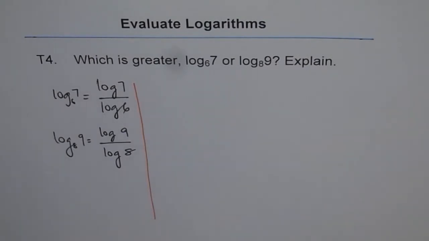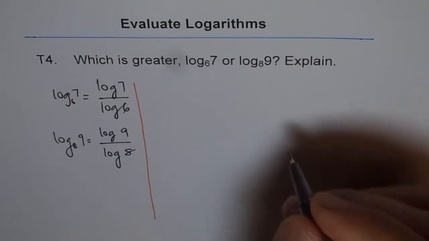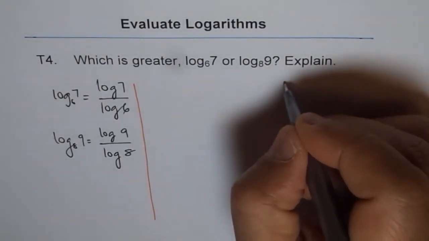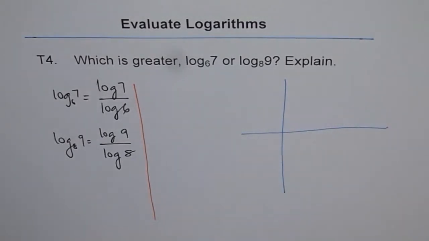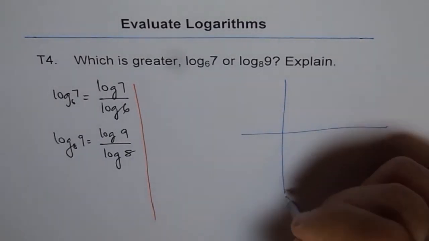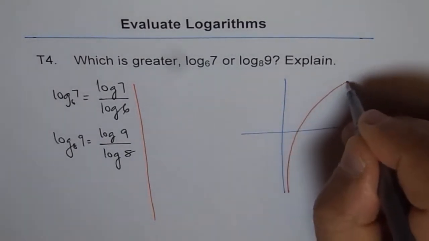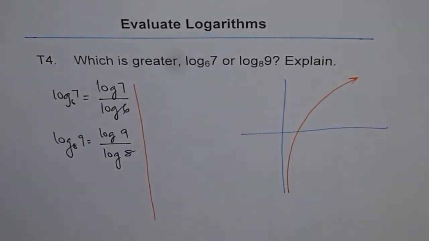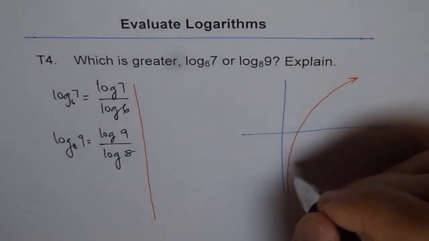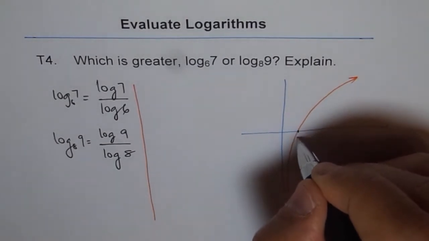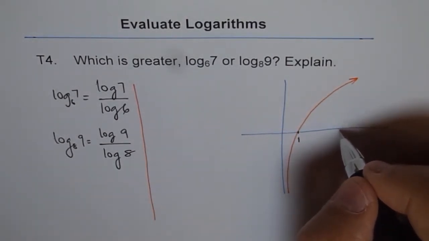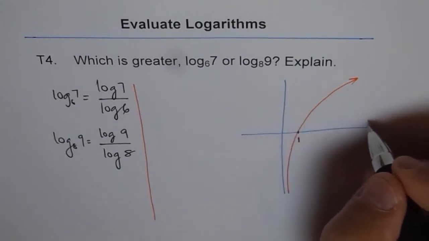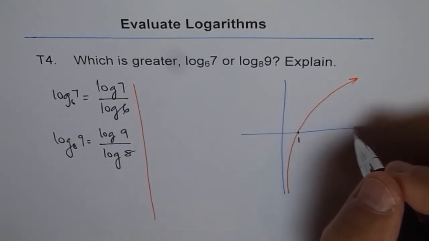Now to help us answer this question, we'll try to reason from the graph itself. Let's say this is our graph for log to the base 10. Let me sketch a rough graph here. So it'll be kind of like this, going like this, right? This is at 1, and at 10 we will have 1, right? So we'll not bother about that in any case.